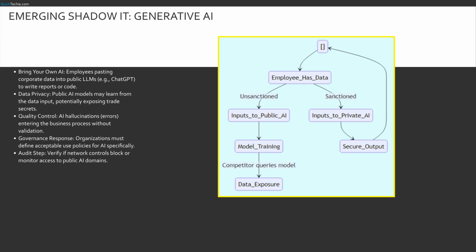In the top path, the employee puts data into a public AI, unsanctioned. This leads to model training and eventually data exposure when a competitor queries that model. In the bottom path, the employee uses a sanctioned private AI. This leads to secure output and a safe conclusion. Governance attempts to force users onto the bottom path.